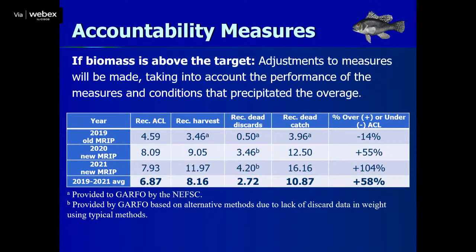We previously talked about accountability measures and how they've been triggered for black sea bass, and how the accountability measure language says that for stocks above their biomass target, adjustments to measures will be made, taking into account the performance of the measures and conditions that precipitated the overage.